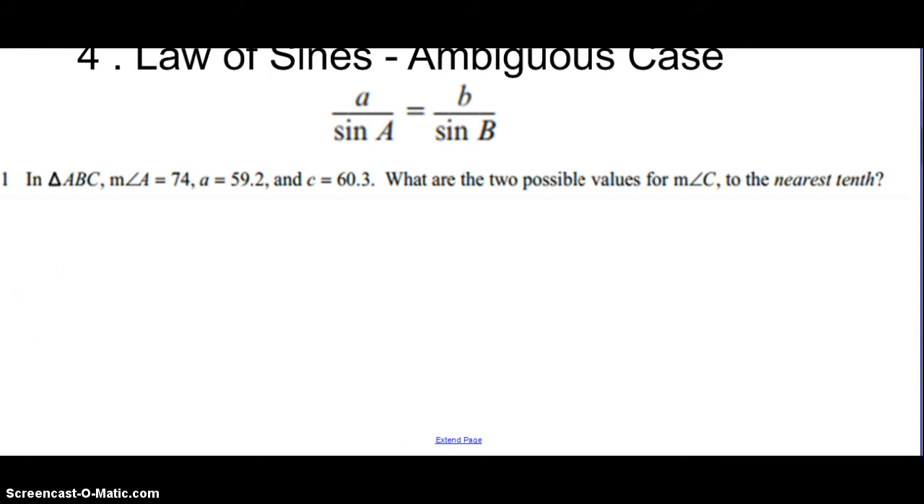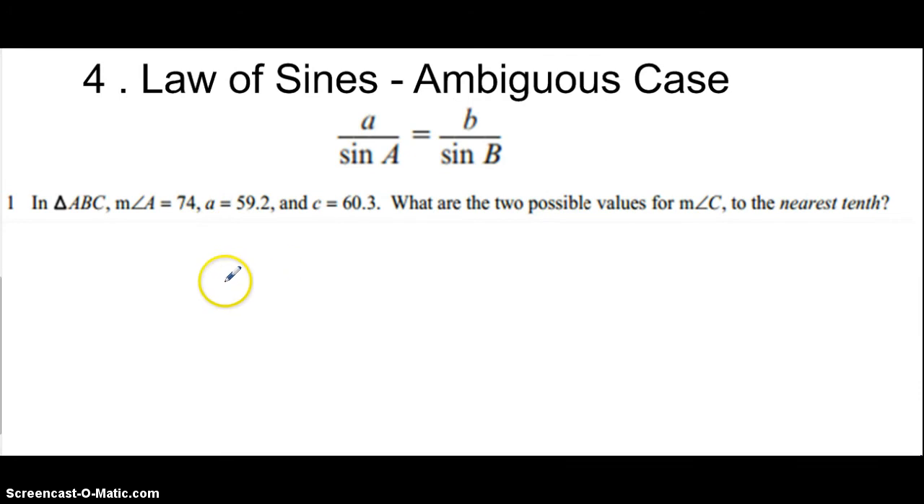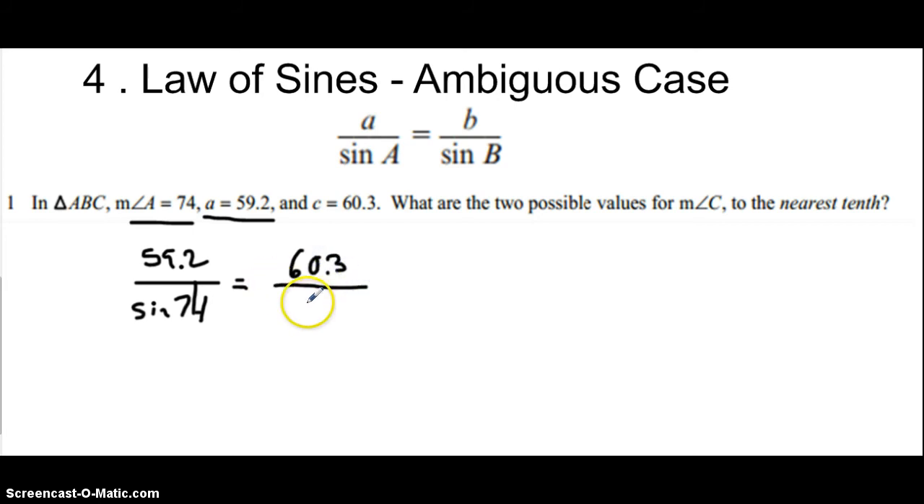All right. The law of sines, the ambiguous case. Now, this is the one where you had to see how many answers there are. Well, I'm not going to do this whole problem. I'm running out of time, and I don't want to take too much of your time. But this is what you do. You set up the law of sines, okay? So it's going to be 59.2, that's side 1, over the sine of the angle, 74, all right? So I'm just setting up. Equals 60.3 over sine C.